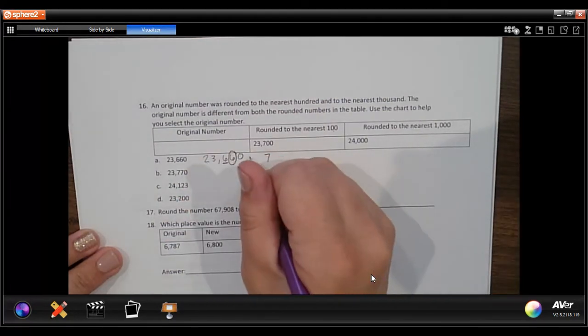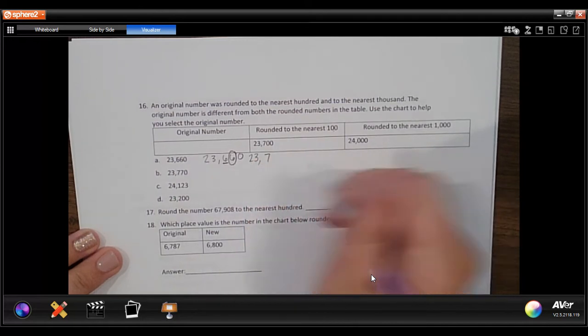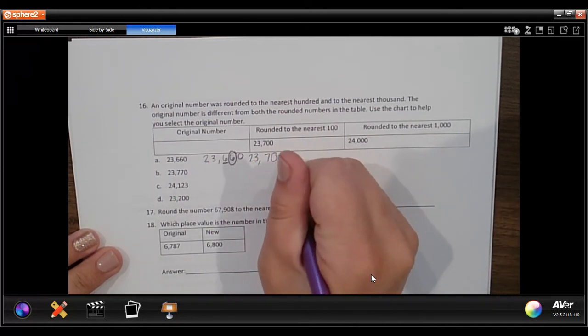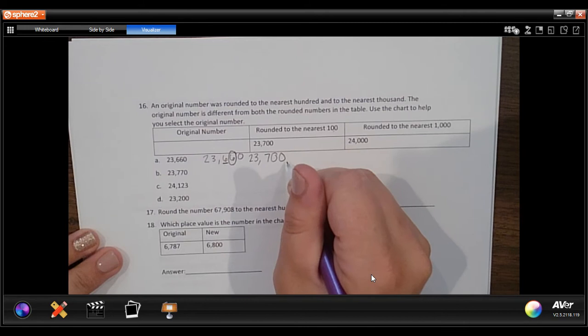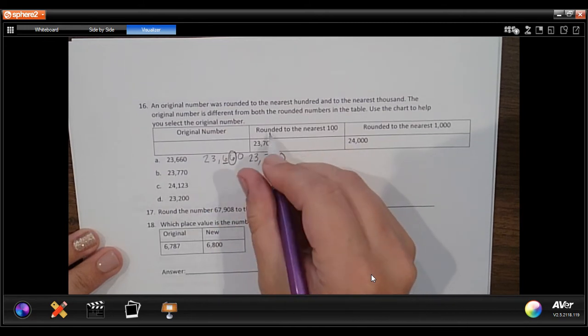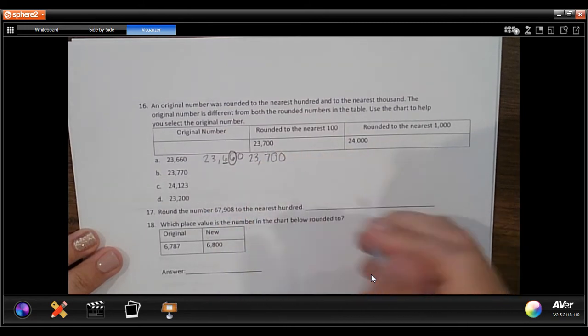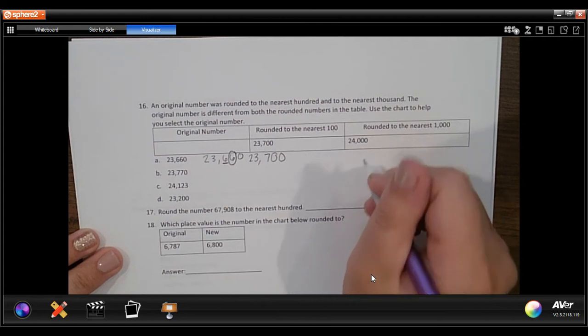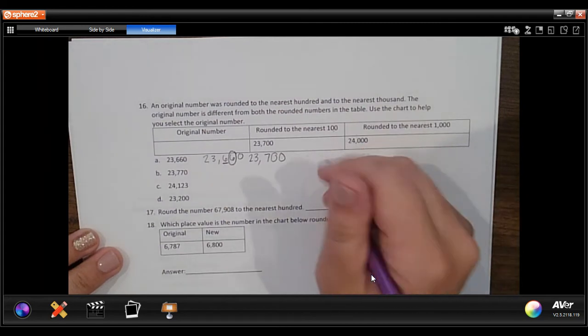The digits to the left, the 2 and the 3, are going to stay the same, and my digits to the right become zeros. So when I round it to the nearest hundreds place, my answer is 23,700, which is the same as up here. So now I'm going to check to see if when I round it to the nearest thousands place, I get 24,000.